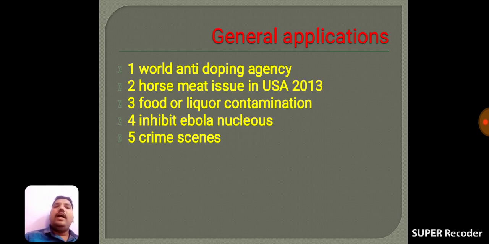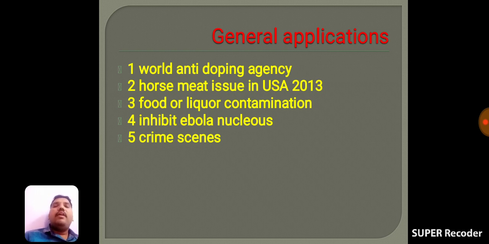Next one, food or liquor contamination. Some people unwantedly died there. So we prevent these types of contamination incidents by using chromatography, by detecting the contaminated particles present in food or liquor. Next, the fourth one, inhibiting the Ebola nucleus. The virus has a nucleus, and we inhibit the virus strength by using chromatography. That is inhibiting the Ebola nucleus.